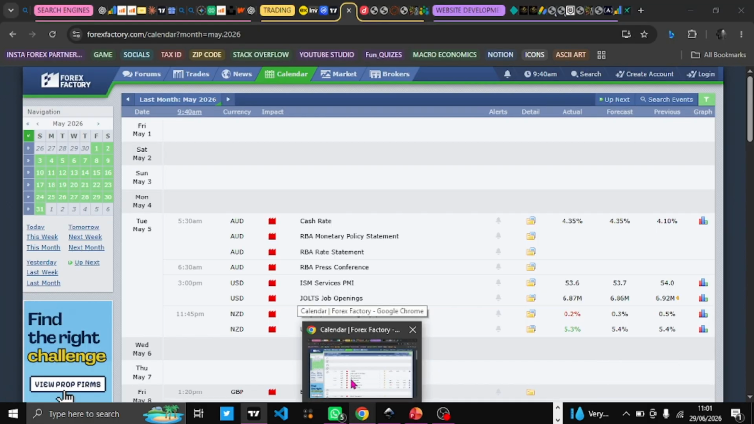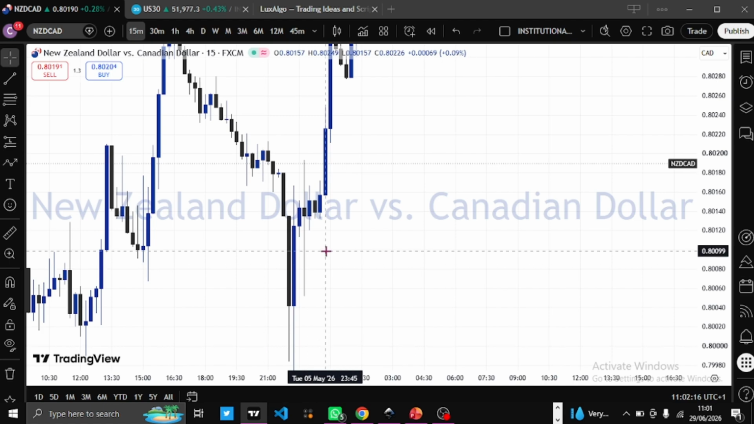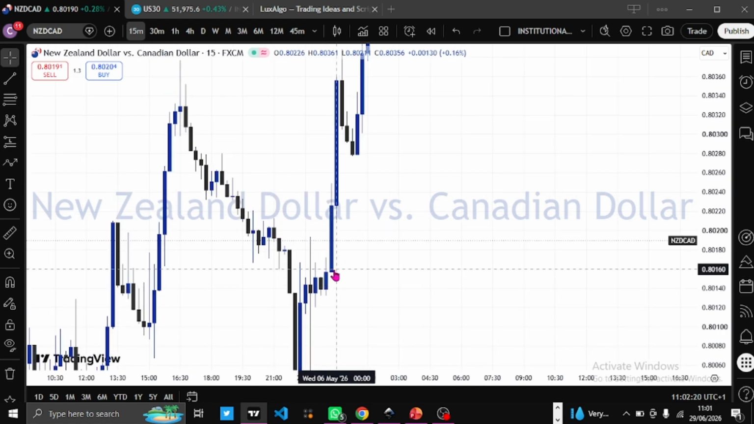Tuesday, May 5, 2026, 11:45 p.m. So now can you see it bought exactly? You can see the way it bought, and there wasn't any wick here. That means that immediately the news dropped, it started to buy immediately.